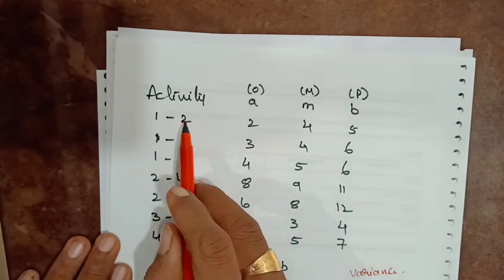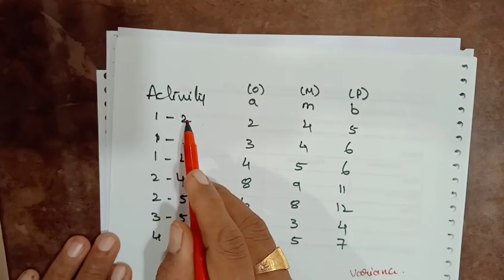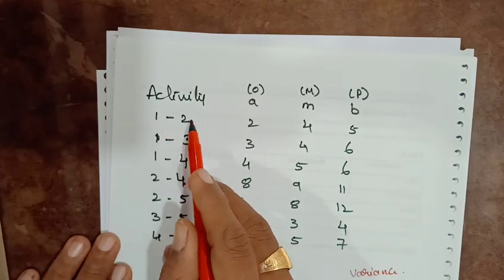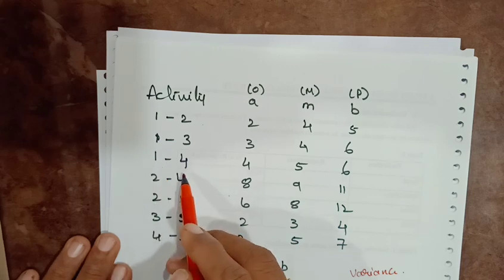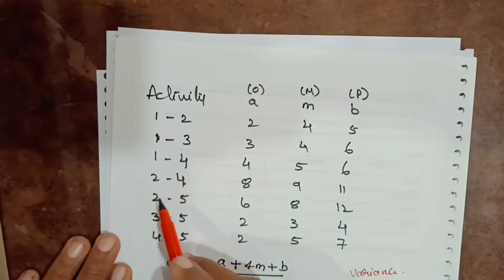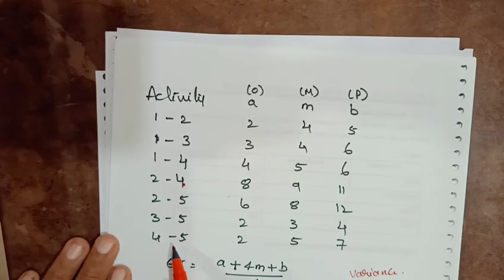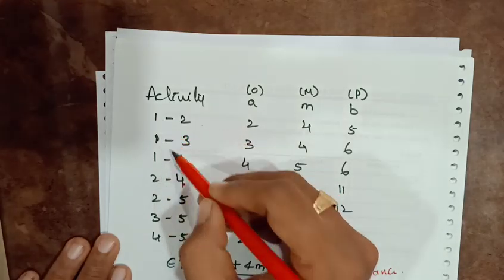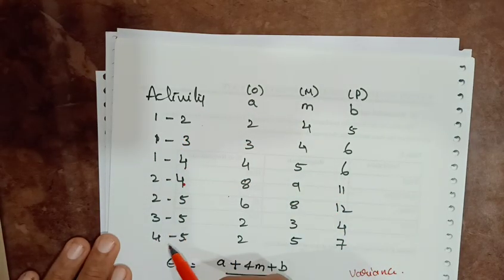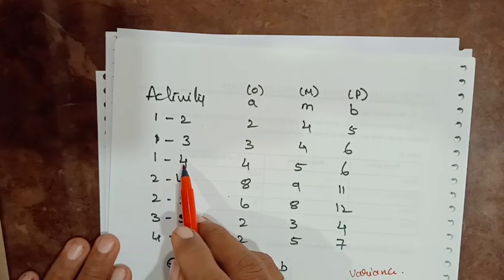But here nodes are there. For the first activity we have three other activities: 1 to 2, 1 to 3, 1 to 4. Again for the second node, 2 to 4 and 2 to 5 are there, and for the individual nodes 3 to 5 and 4 to 5. So the fourth possible path is 1 to 4 and 4 to 5. So 1 is the starting, and 1 to 4 is there.